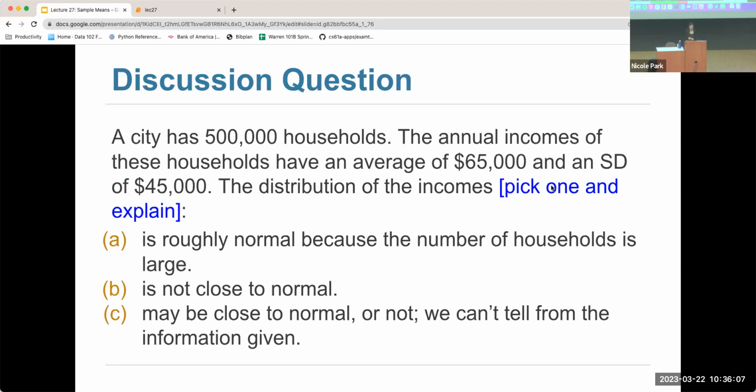Next discussion question. A city has 500,000 households, and the annual incomes of these households have an average of $65,000 and a standard deviation of $45,000. The distribution of the incomes is, pick one of these and explain. One thing I highly recommend is to take a few moments, and if you have any sort of paper or a drawing tool, try to draw out this distribution and see if it looks normal, because that's the best way to figure it out. So take a couple minutes, look at this question, and see if you think this is a normal curve or not.